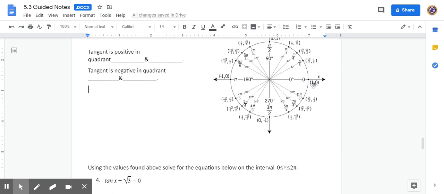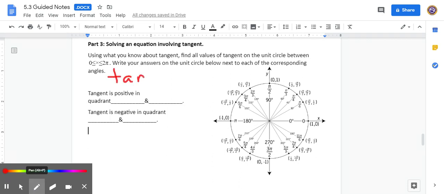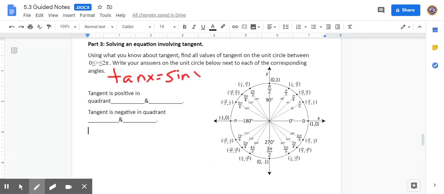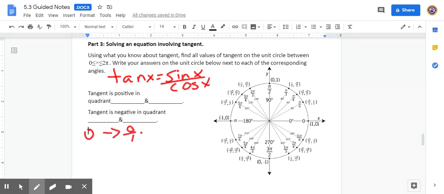So starting at 0, 1, 0 is our point. Tangent is equal to sine over cosine. Tan of x is sine of x over cosine of x. So if we do sine over cosine at 0, our answer would be 0.